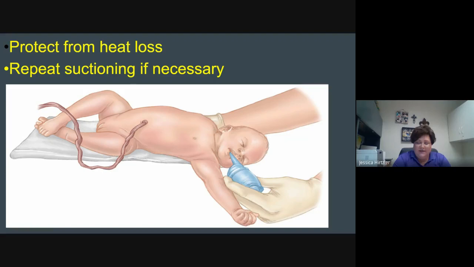Repeat suctioning as necessary. You want to position the baby on his back with his head slightly extended. Remember, we don't want to hyperextend the neck because their little trachea is so short and so pliable. We may actually kink it when we're suctioning, and maybe even when we're providing oxygen. Keep them warm. Dry them off. Make them mad. Keep them warm.